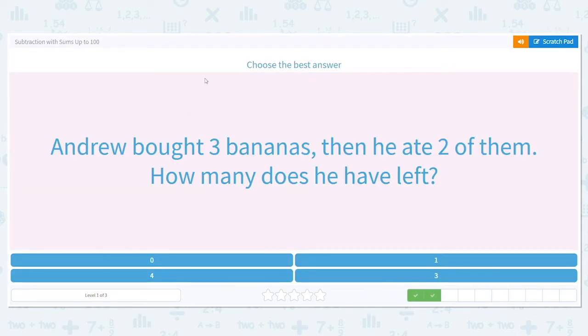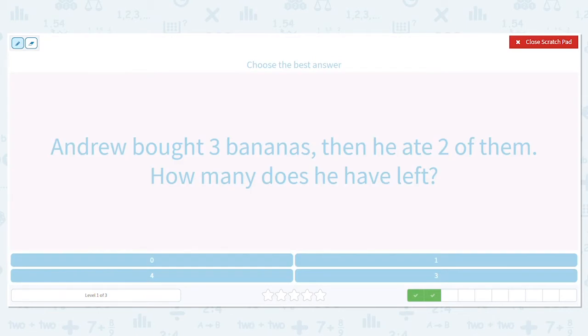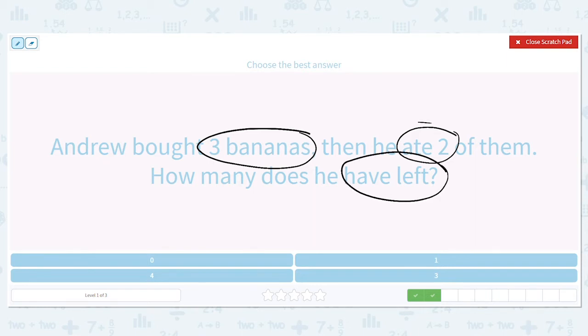Andrew bought 3 bananas and then he ate 2 of them. How many does he have left? Okay, so how many did he start with? He started with 3 bananas. He ate 2. So if I'm eating, am I getting more or am I taking away? I'm taking away. And look in our question, how many does he have left? Have left also means subtract.